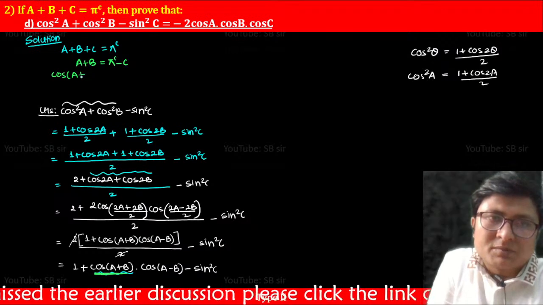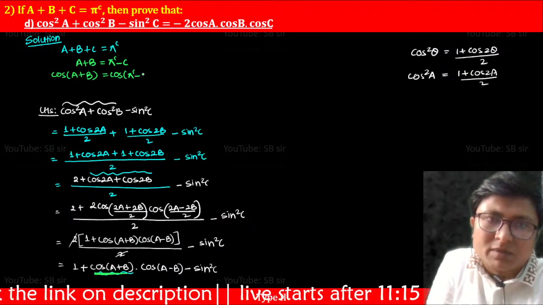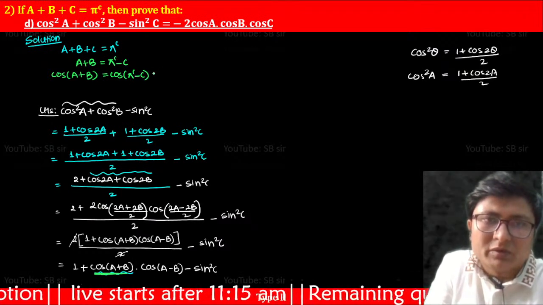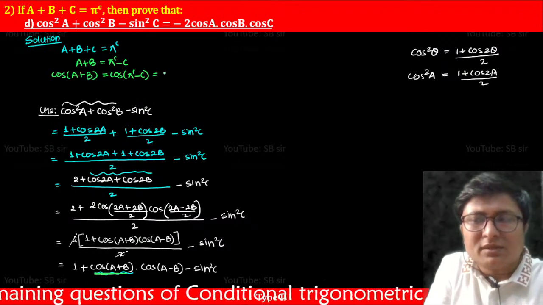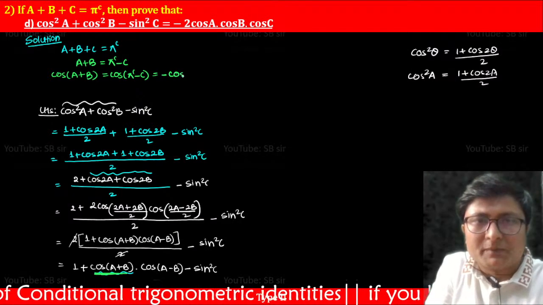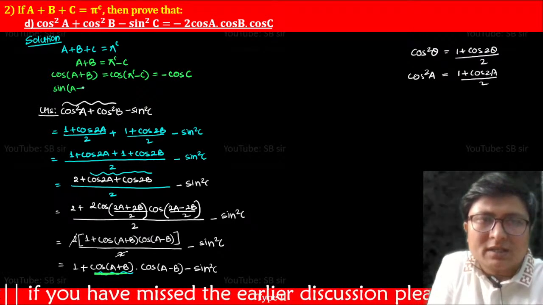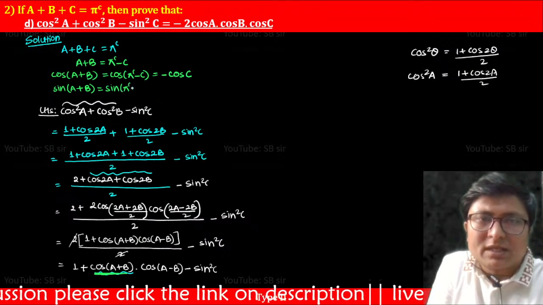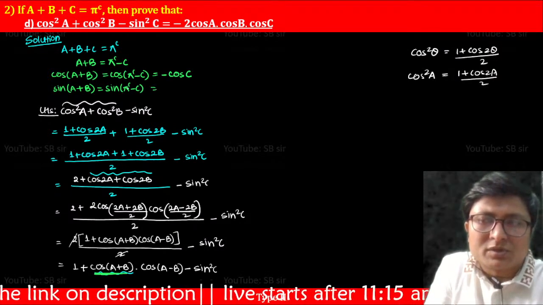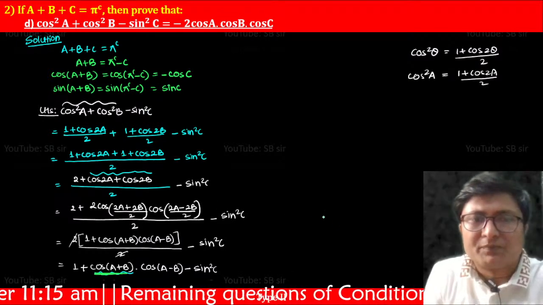Cos(a+b) equals cos(pi radian minus c), that is cos(180 degree minus c). Pi radian means 180; one is in radian measure and the other in degree measure. So cos(180 minus c) equals minus cos c. Similarly, if you take sine, sin(a+b) equals sin(pi minus c). We took cos on both sides earlier, and here sine on both sides. So sin(180 minus c) is sin c.